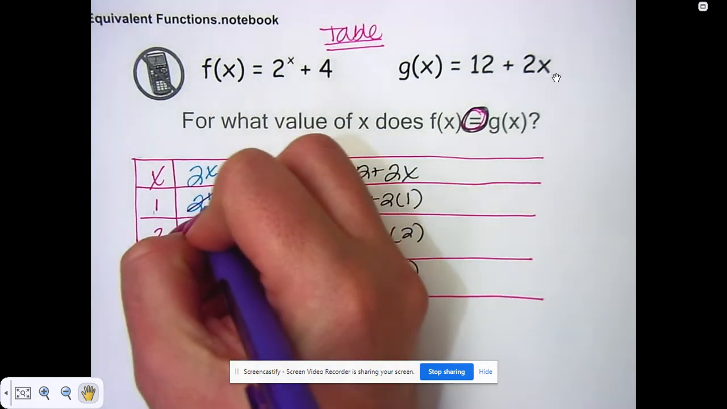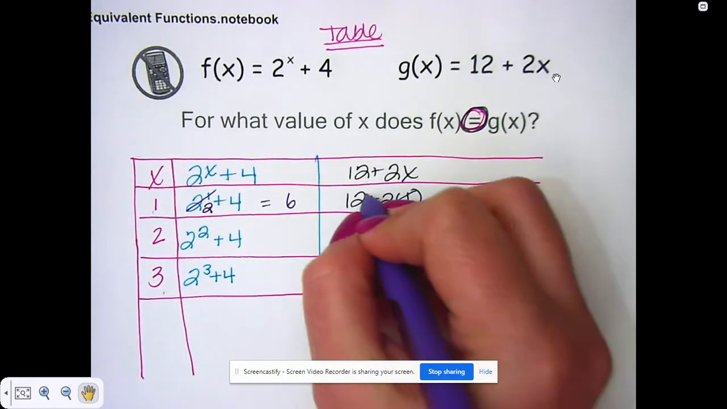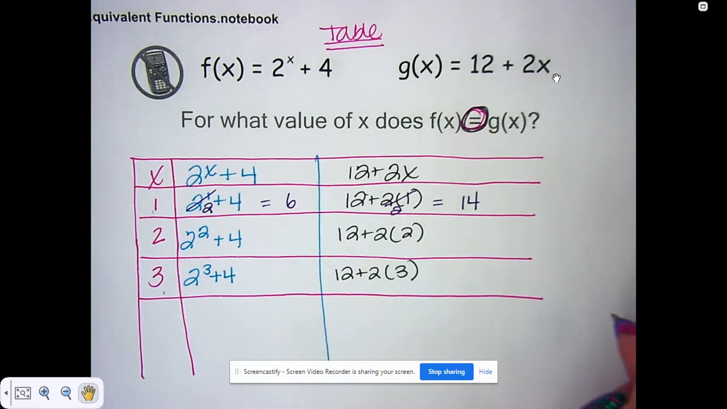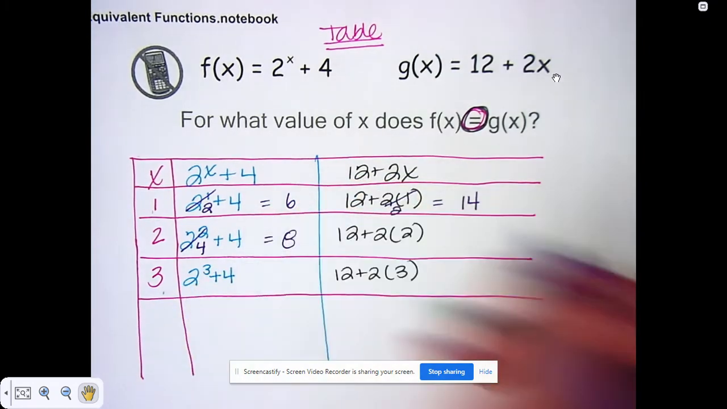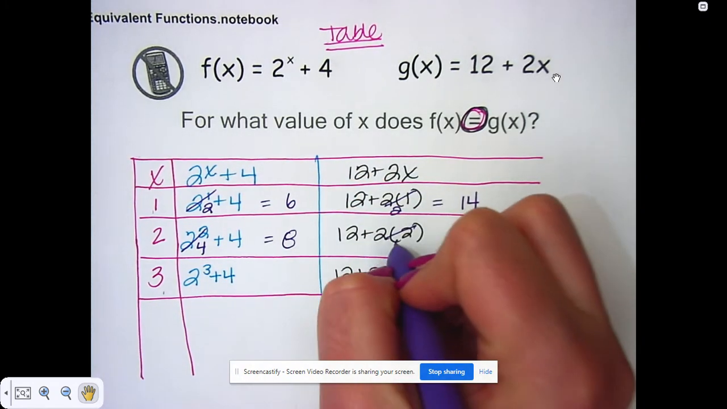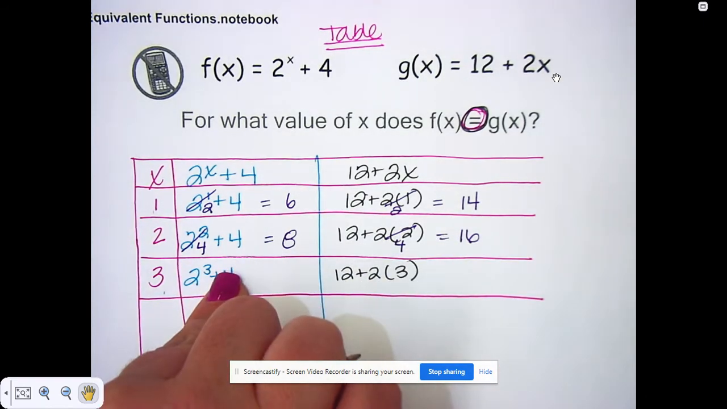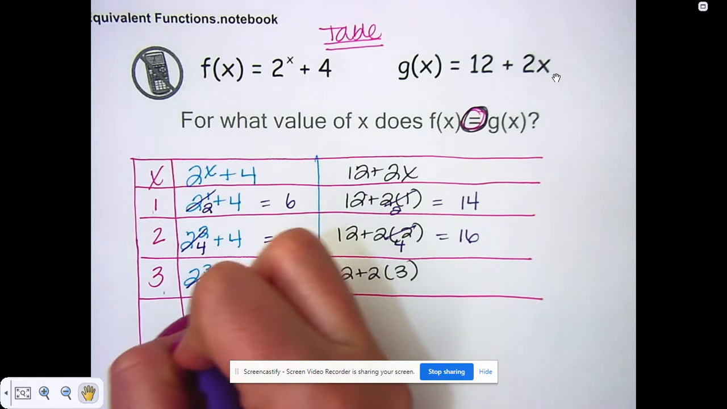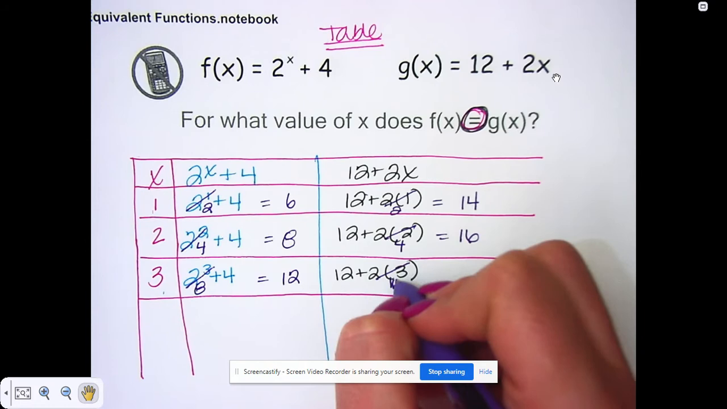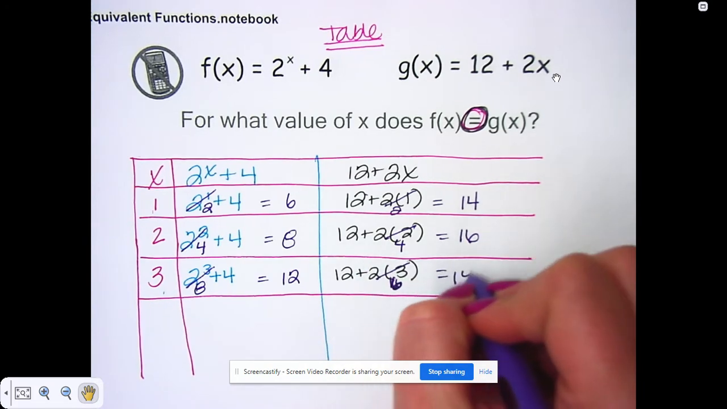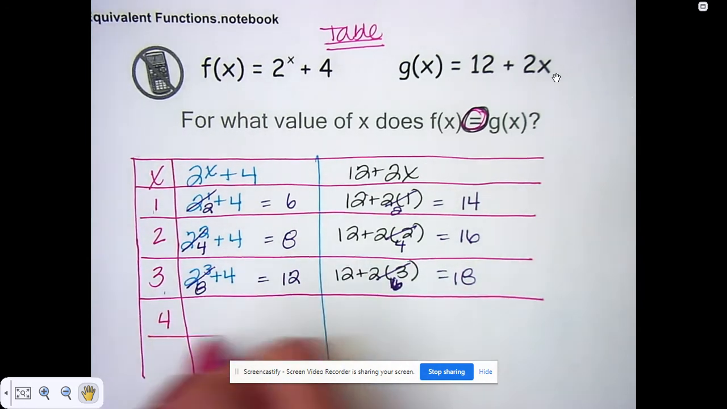Okay, so 2 to the first is 2, and 2 plus 4 gives me 6. 12 plus 2 gives me 14. 2 squared is 4. 4 plus 4 gives me 8. 12 plus 4 gives me 16. 2 cubed is 8. 8 plus 4 gives me 12. 12 plus 6 gives me 18. Okay, so I am not equal yet. So I am going to have to go to 4 at least.